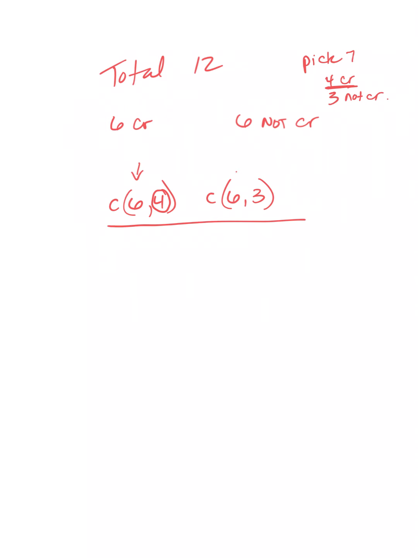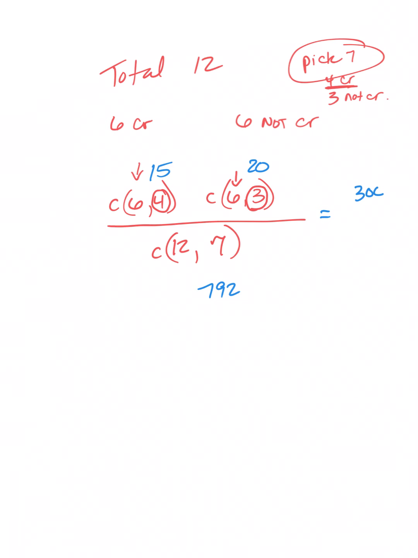And out of the other total of 6 not cracked, and these are not always the same number, the 6 and 6, I don't really like when they do that, 3 are not cracked, okay? Now in the basement, you always put the same thing. The total you're picking from, which is 12, and the total number you're picking, which is 7. So combination 6, 4 is 15, combination 6, 3 is 20, and combination 12, 7 is 792. Now put 15 times 20, which is 300, over 792, and reduce the fraction.